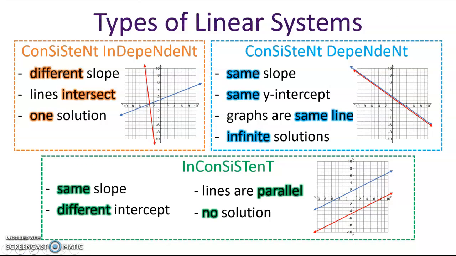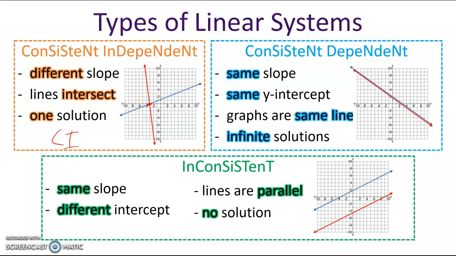Okay. And then we have our types of linear systems. We like to classify our systems of equations, and we have a couple different ones. We have consistent independent, which we classify as CI. These are the lines that intersect at one point.